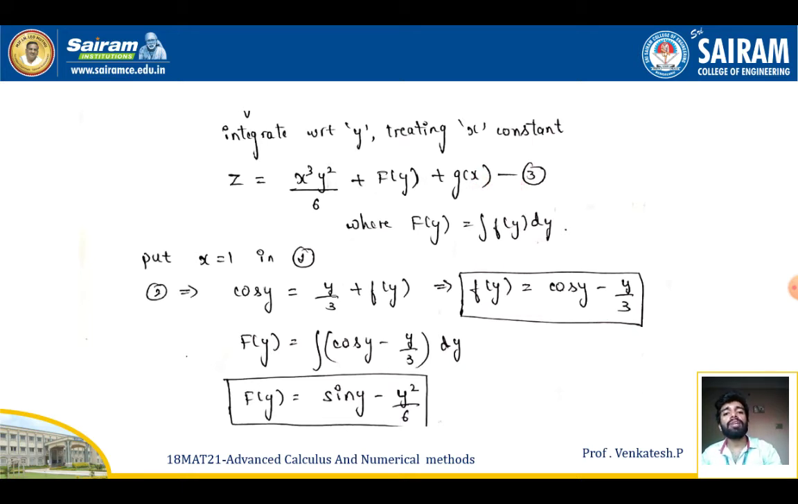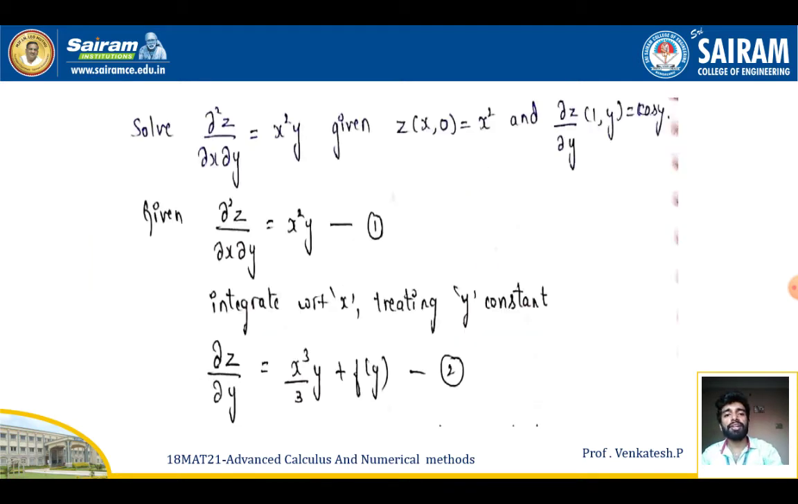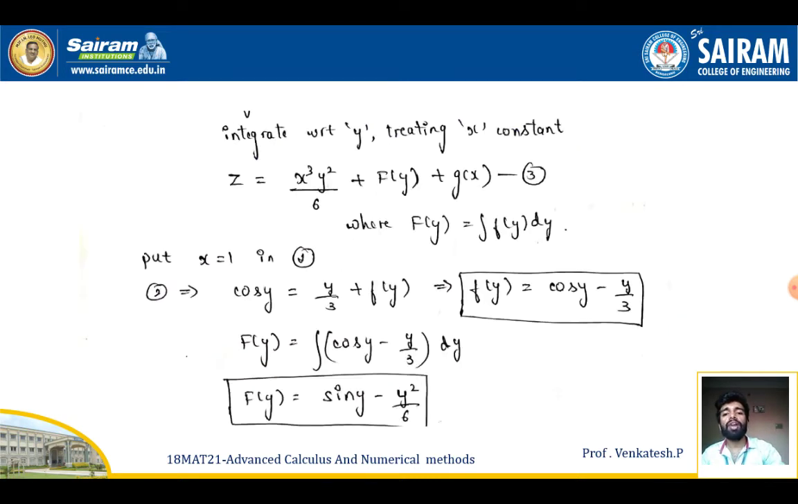Now we have to estimate the functions capital F(y) and g(x) to get the complete solution. So I am going to substitute the given conditions here. First, I replace ∂z/∂y = cos y. Since x = 1 is given, I substitute x = 1 and ∂z/∂y = cos y in this equation. Then I get cos y = 1/3 + f(y)... so I get small f(y) = cos y − y/3 on replacing x = 1 and ∂z/∂y = cos y.